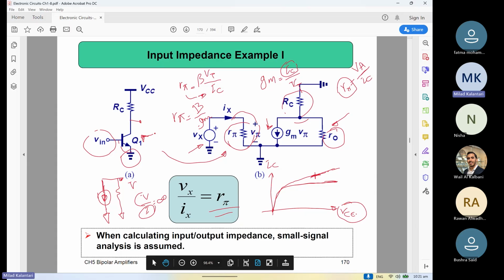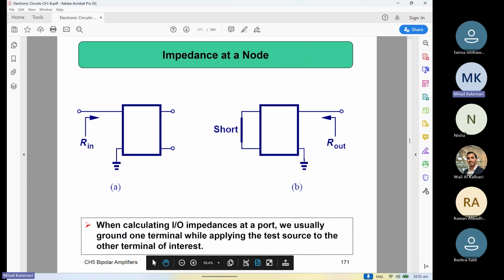And as you are seeing, the values of this R_O, R pi, and g_m all depend on this I_C, or the bias current.